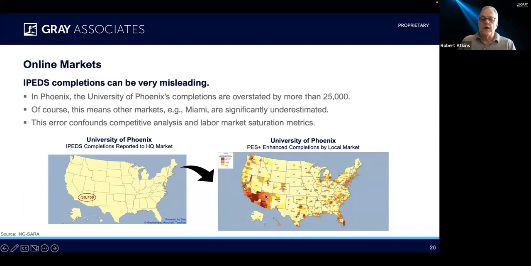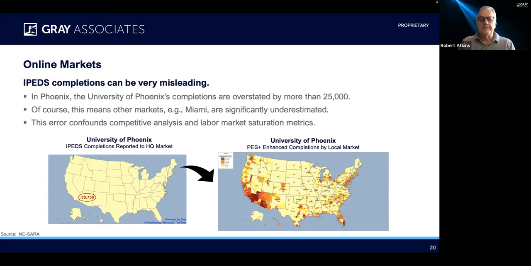Well, that means that I've wildly overstated the number of graduates there are in the Phoenix market. And in all these other markets, I'm underestimating the number of graduates in the available labor force, if nothing else, in those markets that's been trained in a particular discipline.